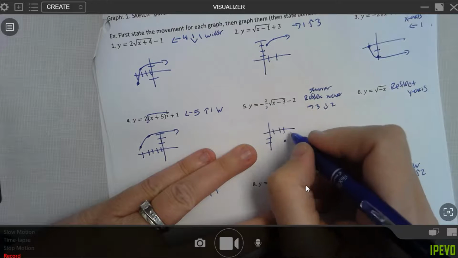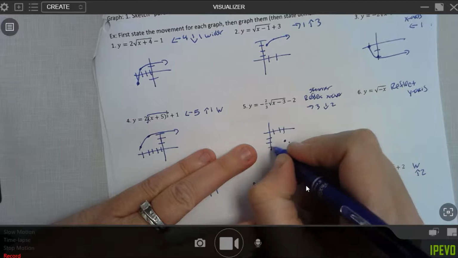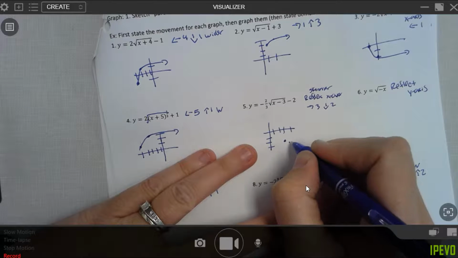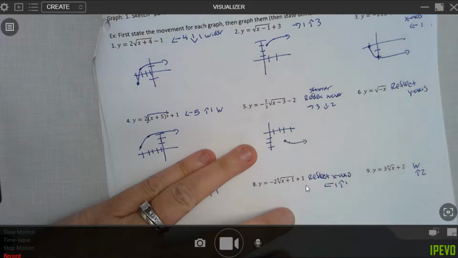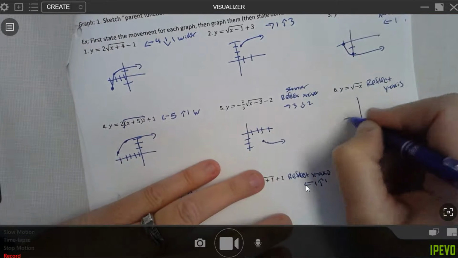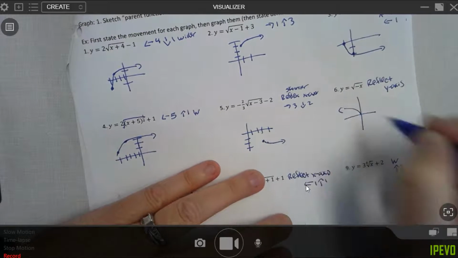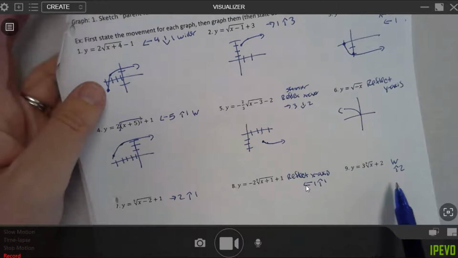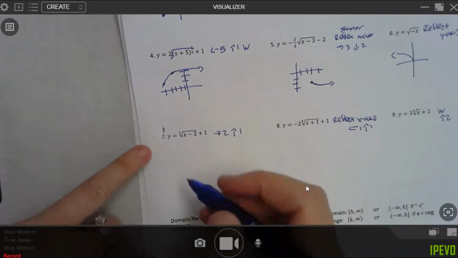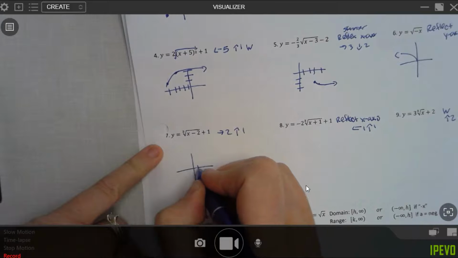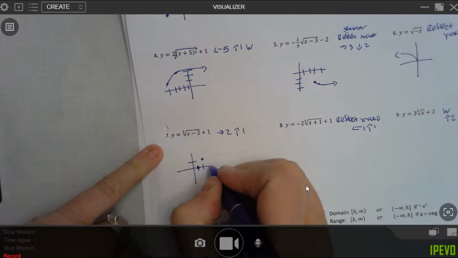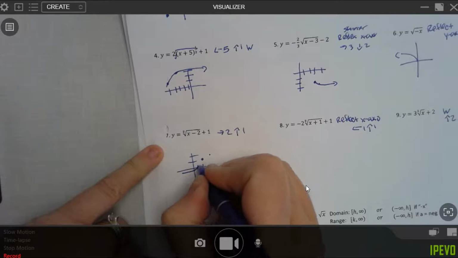The 2/3 is going to make it a lot smaller. So instead of going 1, 1, it goes like 1, 2/3. Like that. The reflection over the x-axis looks like this. These down here are all cube roots. They're all going to be the S shape from above. So I'm going to go right 2, up 1. And it just goes 1 in each direction to make the S shape.